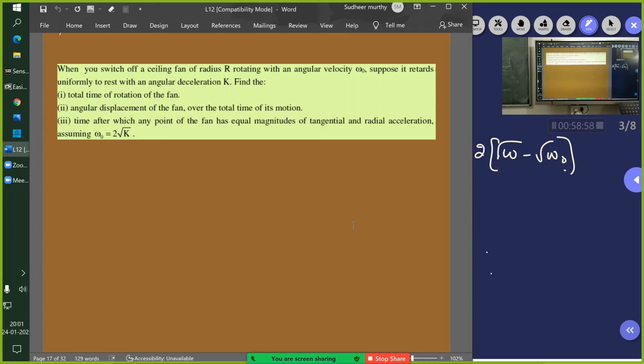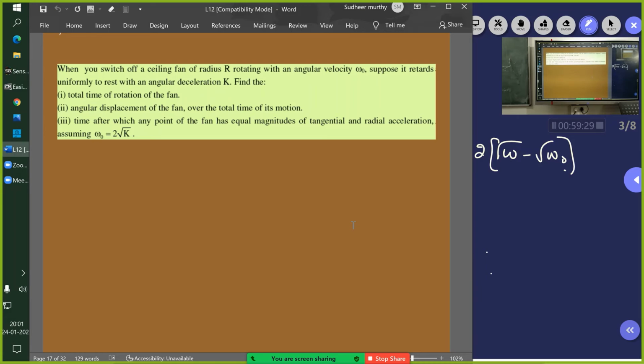With constant alpha you can use omega naught plus alpha t. So it is going to come to rest, so omega is zero. So you get omega naught by k. T will be equal to omega naught by k. That is the first case. The second case will be angular displacement of the fan.